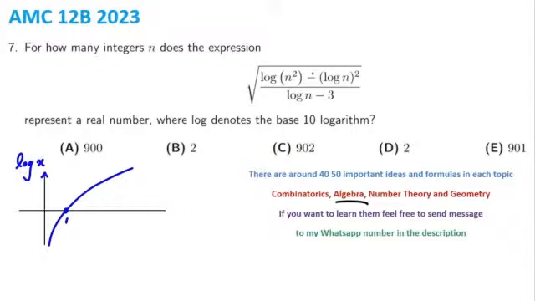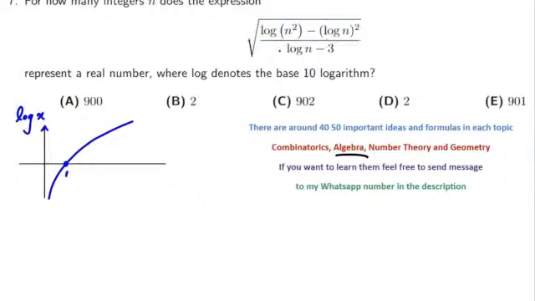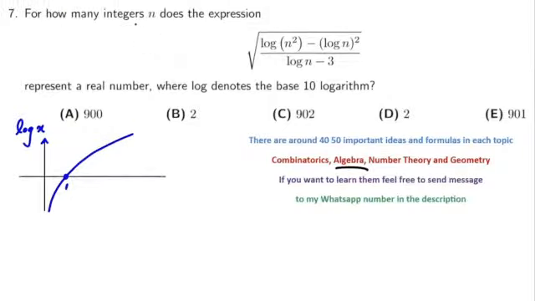Because we have a square root, the inside of the square root should be at least 0. So we should consider the sign of the numerator and denominator. Here, because n is an integer, and we use log n, n should be strictly greater than 0. So n should be a positive integer.